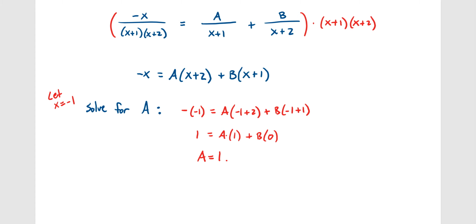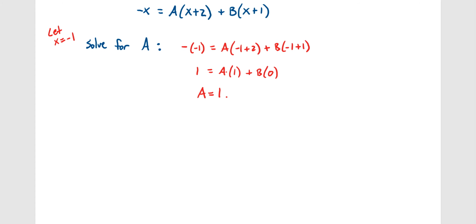Okay, so let's do a similar thing for b. Let's solve for b. So solving this for b, we need to plug in the value of x that's going to cancel off the a term. So we need this term to cancel off. And that means we need to let x equal negative 2, because x plus 2 equals 0 will give us x equals negative 2. So we're going to plug that into all of the x's.